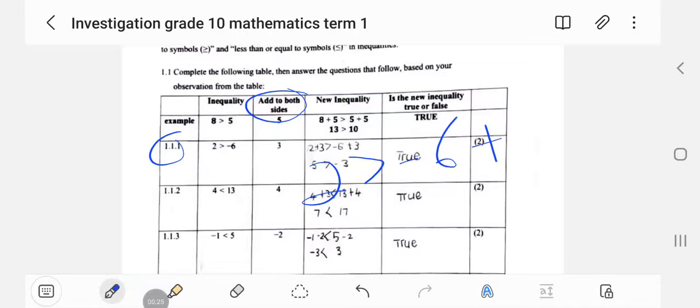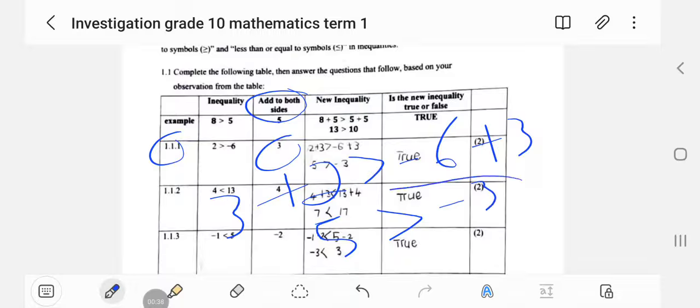Now we add both sides. What do we add? 3. 3 there, 3 here. 3 plus 2 is 5, minus 6 plus 3 is minus 3. So this solution is true because 5 is greater than minus 3. So you're going to write true.